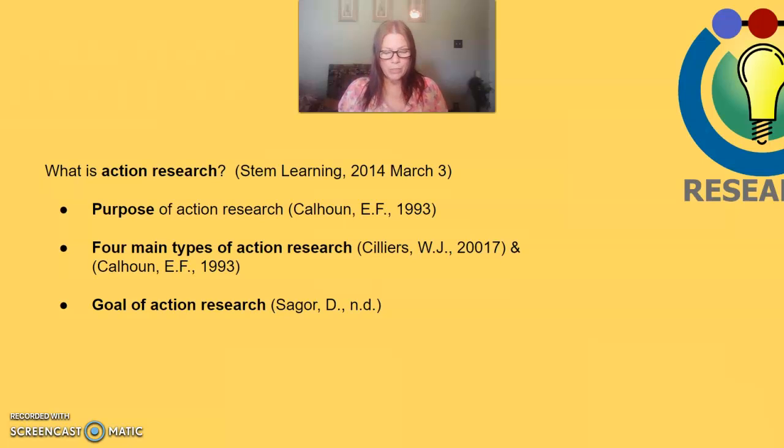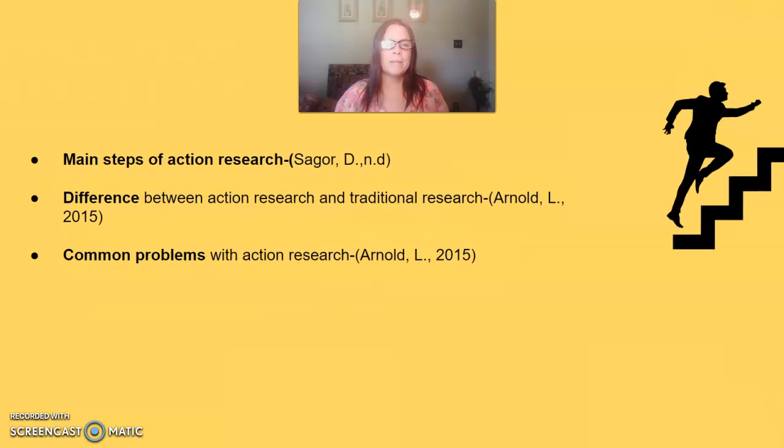And the goal of action research is to change and improve. According to Sagard, it is action to solve a problem. So the main steps of action research, again, according to Sagard, there are 6 steps, which include: identify the problem and envision success, develop a plan of action, collect data, analyze data and form conclusions, modify your theory and repeat the cycle, and report the results.